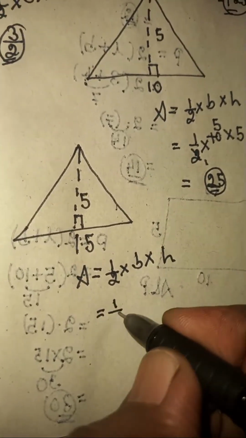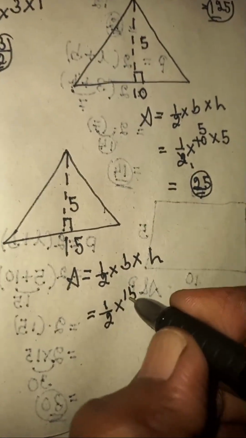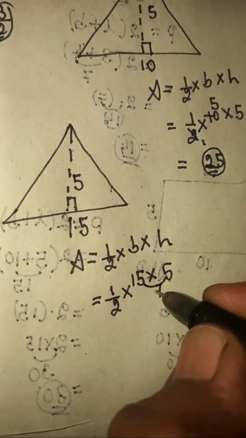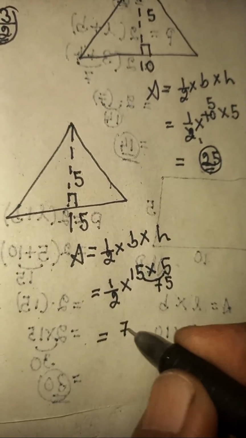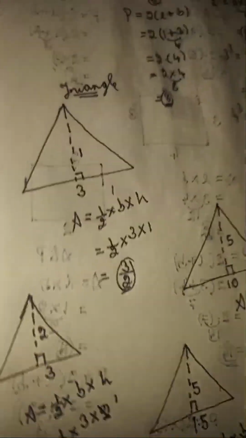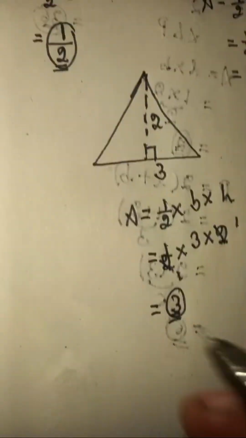Here it is half times 15 times 5. 5 times 15 is 75. So it is 75 by 2 square units. We're going to take one more problem. Let's write here itself this last problem.